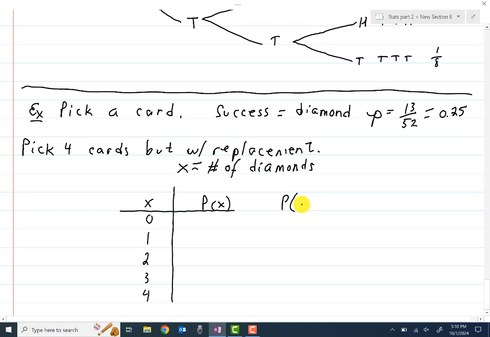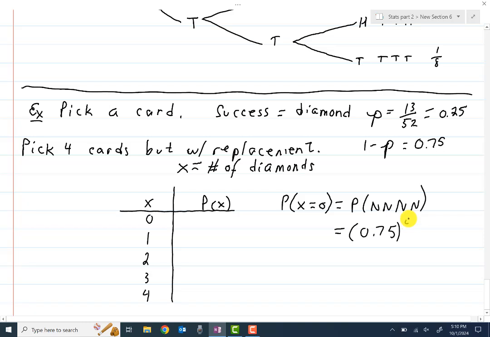So what would you have to have? I'm going to use letter D for diamonds, and I guess I'll use the letter N for not diamond. So X equals 0 means that we're talking about the probability of getting no diamond, no diamond, no diamond, and no diamond for all 4 cards. Well, to get no diamond, you can look at it in a bunch of different ways, but the probability of failure here is 0.75. So this is a failure 4 times over. So an easy way to do that is 0.75 raised to the 4th power.